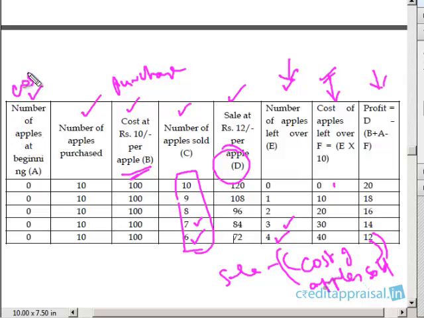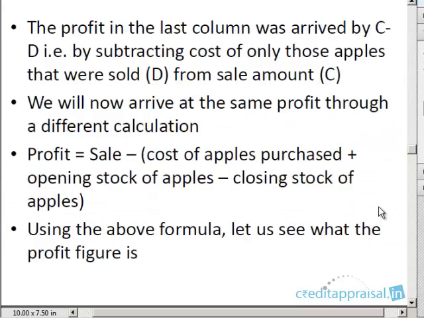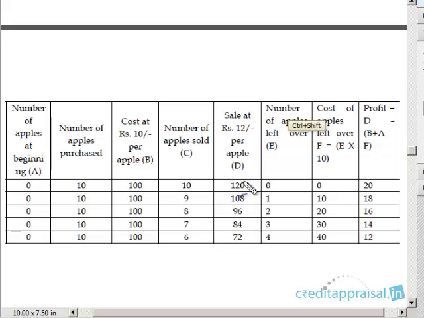Please note that this is the number of apples or cost of apples, since this is 0 in both cases. So profit we are arriving at now as sale minus cost of apples purchased, that is B, plus cost of apples at the beginning minus cost of apples at the end, that is the cost of apples left over. By doing this, you see the profit that we have arrived at is 20, 18, 16, 14, 12, which is exactly similar to, see here, 20, 18, 16, 14, 12. So in both approaches, we have arrived at the same correct profit.